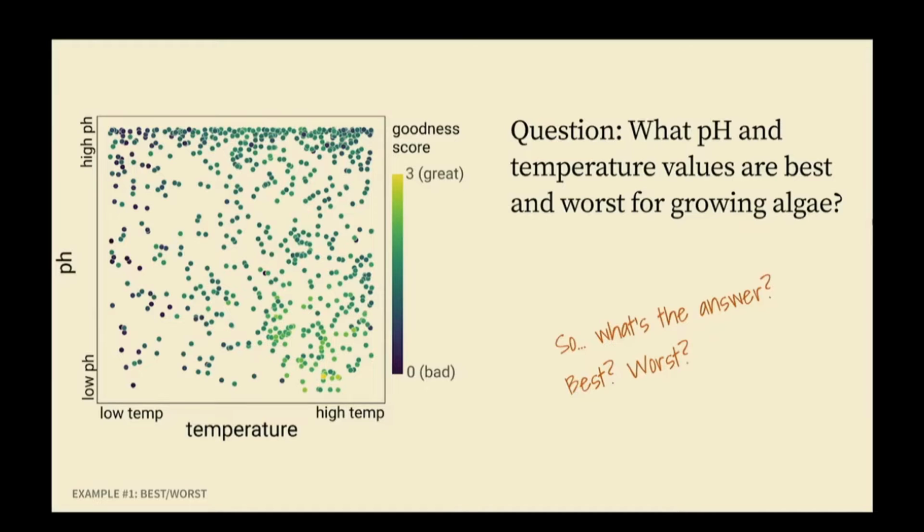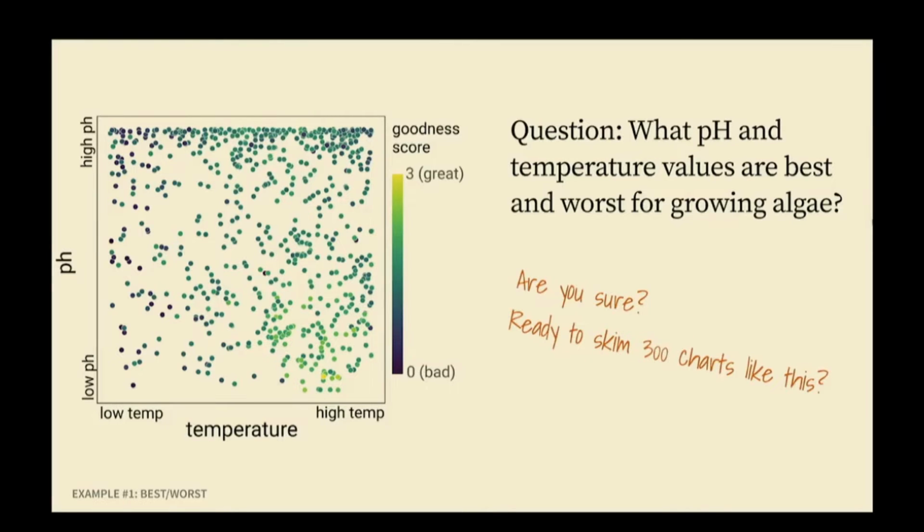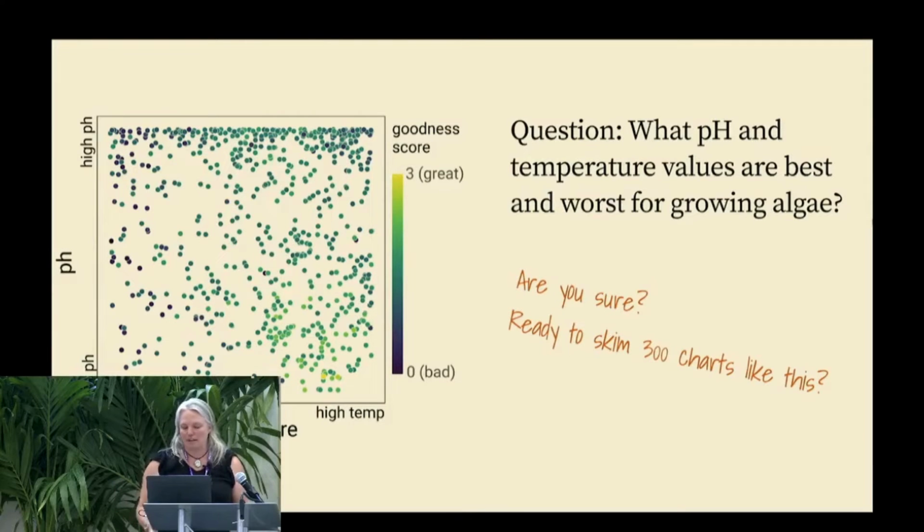So you're all good at data viz. What's the answer? Where are the best and worst points? And as you're looking at this, how effortful was that? Are you absolutely sure that you got it right? And are you ready to skim 300 charts like this and be that confident, and make sure that you don't miss anything important? My stakeholders, my collaborators weren't ready for that. They talked to me like, can we do something better?